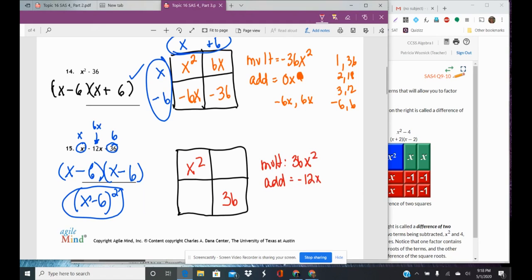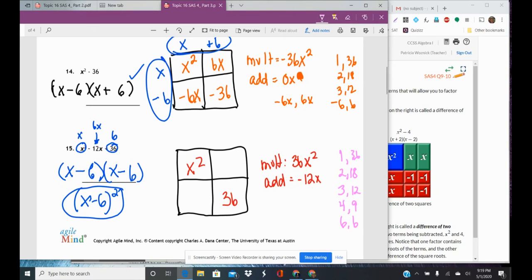Okay, great. So now let me think of some factors of 36, things that multiply to be 36. Well, we just did that up there. 1 times 36, 2 times 18. Neither one of those are going to give us negative 12. 3 and 12. 3 times 12 is 36. That's not going to give it to me. How about 4 and 9? 4 and 9 is not going to give me negative 12. How about 6 and, oh, here we go, 6 and 6 again.